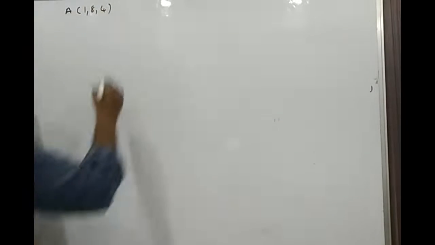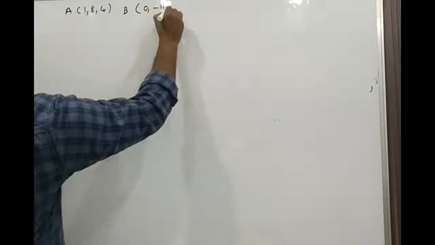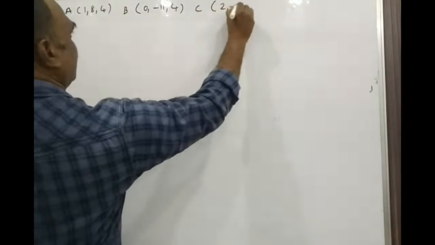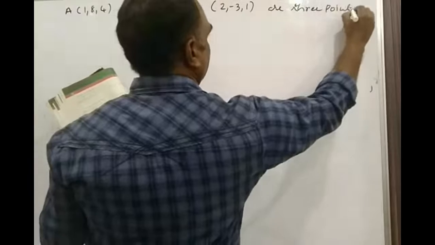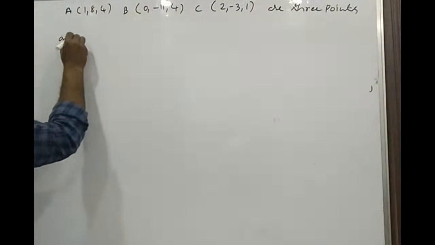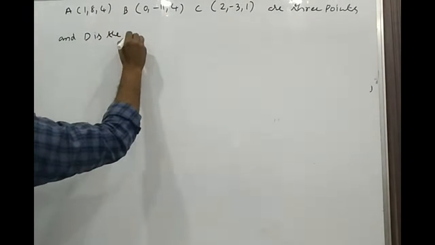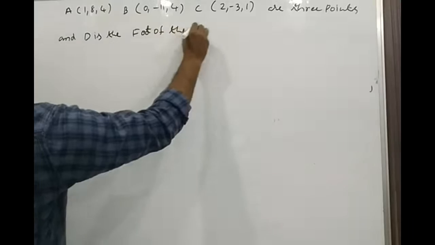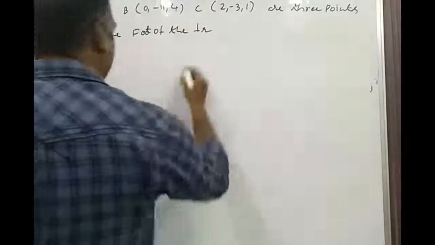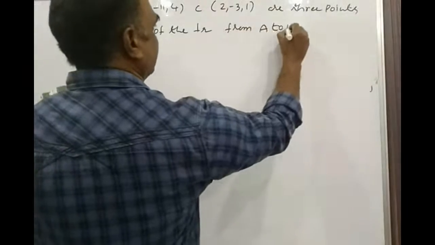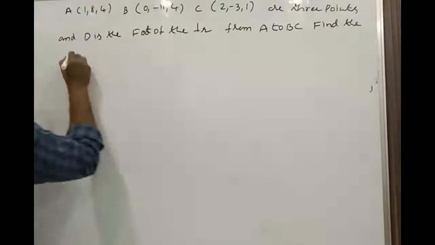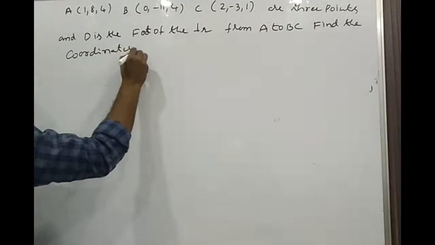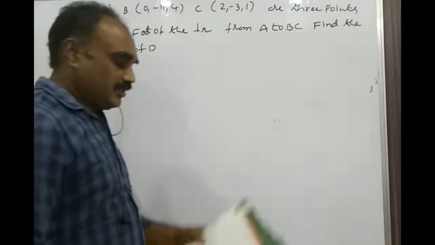The foot of the perpendicular from... Friends, point A is (1, 8, 4), point B is (0, minus 11, 4), point C is (2, minus 3, 1). These are 3 points, and D is the foot of the perpendicular from A to BC. Find the coordinates of D.